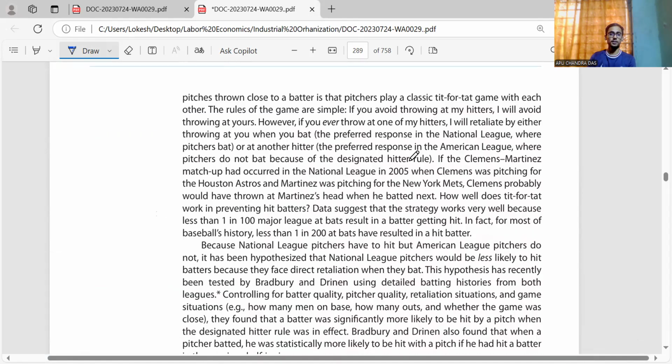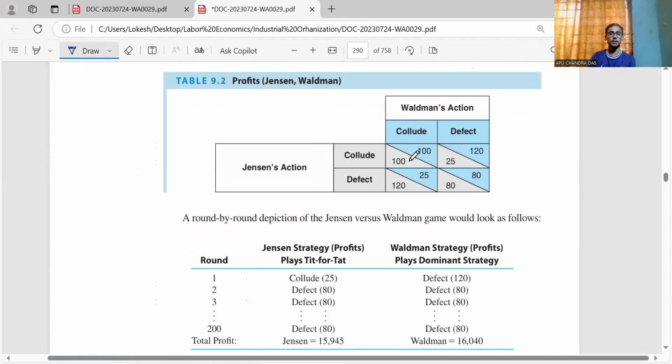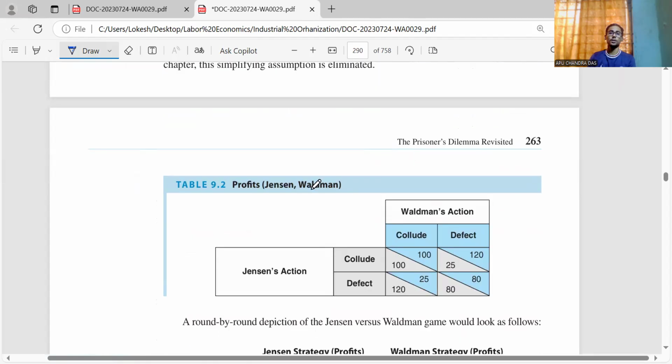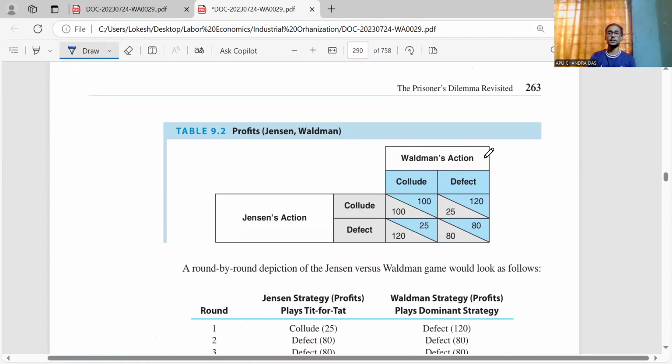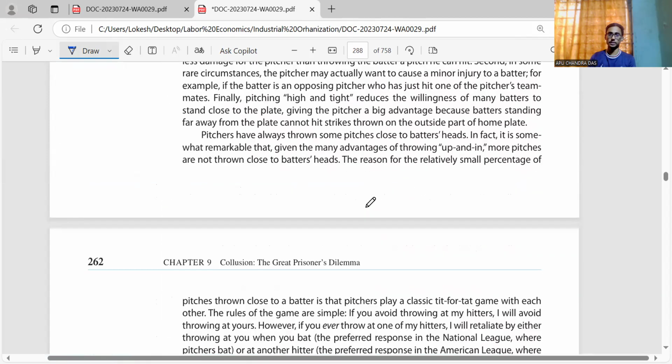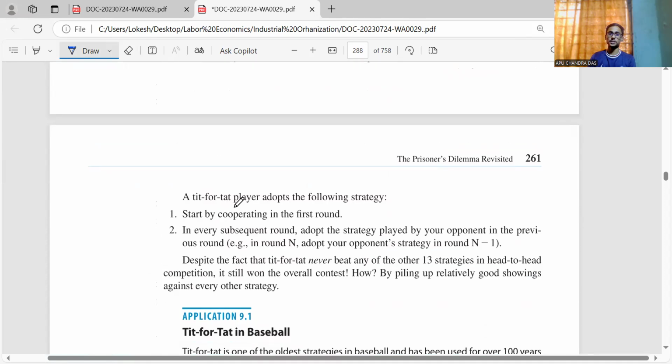We can skip this part. Our main concern is table 9.2. Profits of Janson and Waldman and their payoff matrix are given below. On the right part we see the Waldman section, and on the left part we see the Janson action, and their actions are of two types: collude and defect, and for Janson also, collude and defect. So as we have seen the rules of tit for tat, the first condition is that both will start by cooperating in the first round.